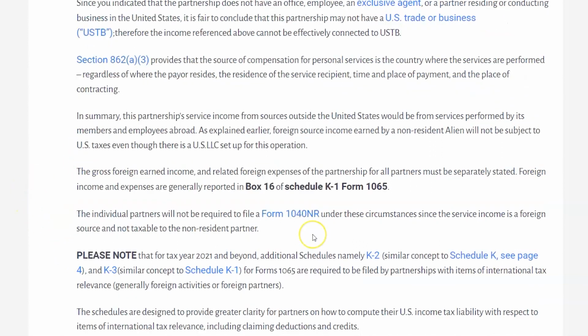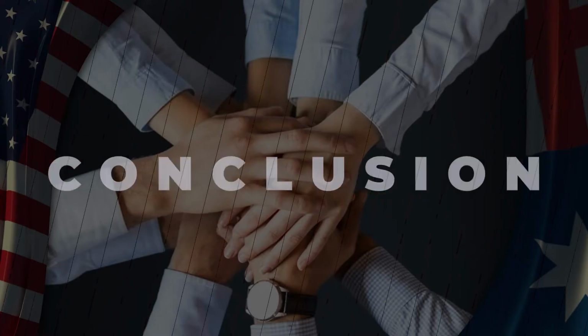So in summary, this partnership receives service income through the partnership they have. All the income was foreign source because all the members performed the services from Australia. And then finally, they need to file Form 1065, but partners themselves will not be required to file 1040-NR because there's no US taxable income.